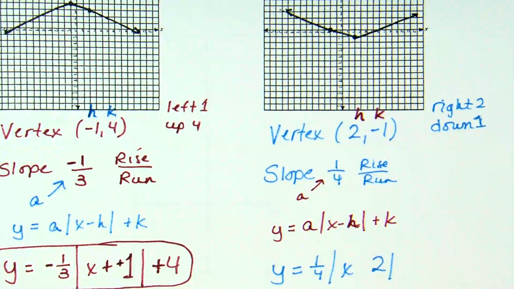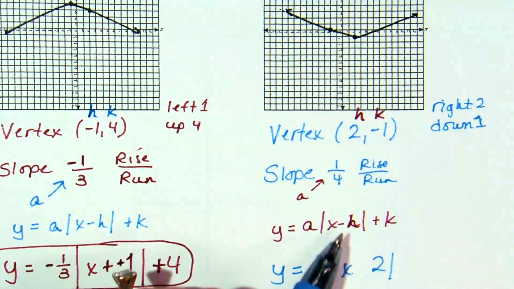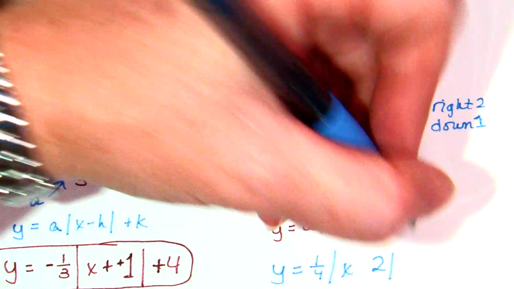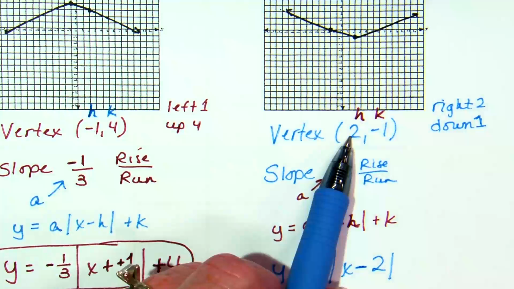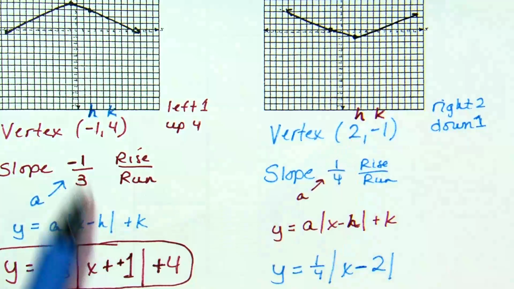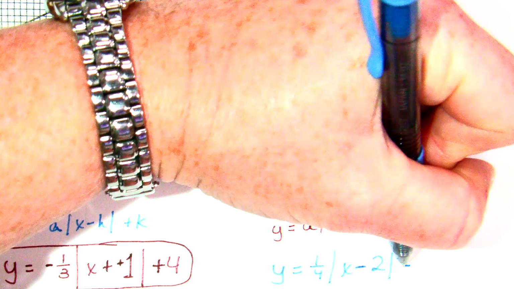Okay, so because you go right 2, you have to reverse the sign. Or think about it, this is x minus h. Since it's x minus h, it always starts off minus. In this case, it's just x minus 2. Last time it was x minus negative 1, which is what reversed it. So that's going to be the hardest part right there, is getting the correct sign. X minus 2 and minus 1.